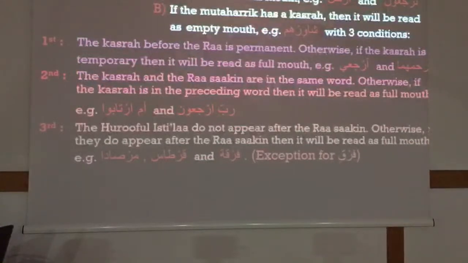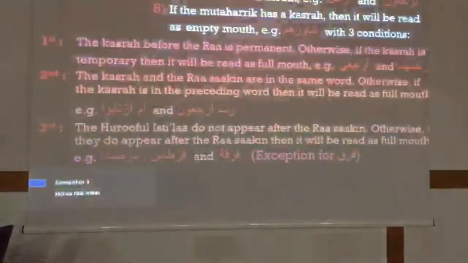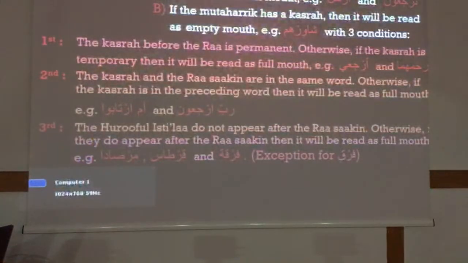Otherwise, if the kasra is not permanent, if it's a temporary kasra, then the ra sakin will not be read empty mouth, it will be read full mouth. So the kasra before the ra sakin has to be permanent. If it's a temporary kasra, then the ra sakin will be read full mouth. And where do you get temporary kasras? Generally, temporary kasras are found on alifs which come at the beginning of the verse.